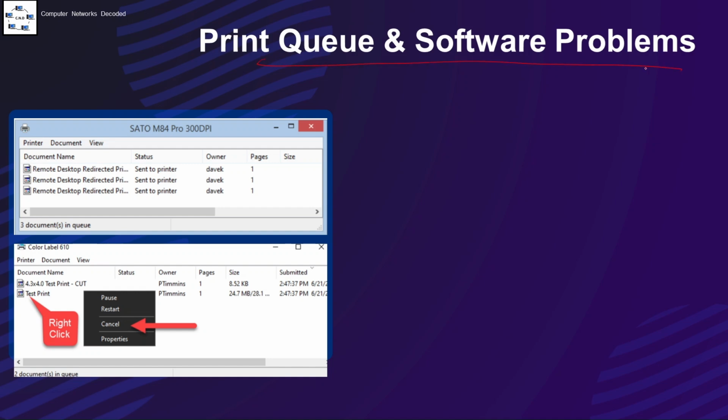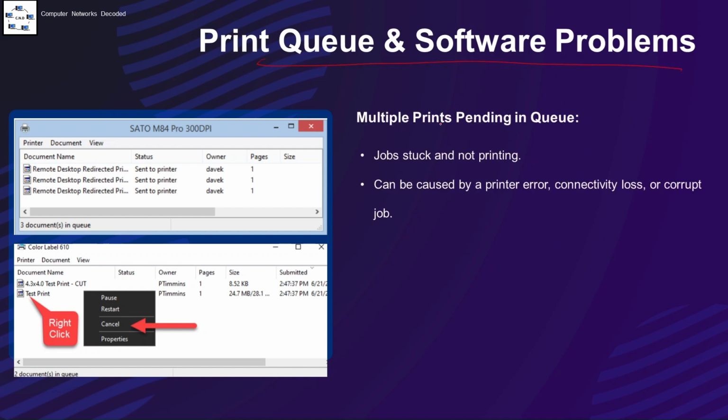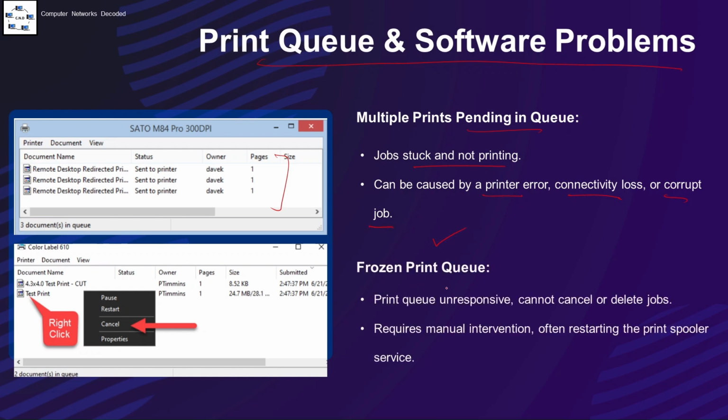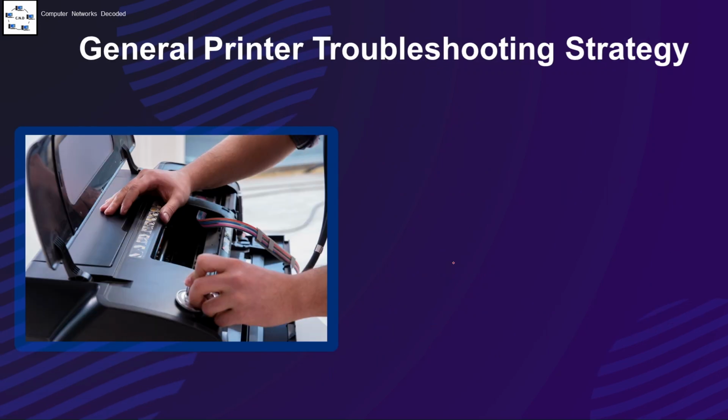Print queue and software problems. Multiple prints pending in the queue, or a job stuck and not printing, can be caused by a printer error, connectivity loss, or a corrupt job. A frozen print queue is unresponsive, you cannot cancel or delete the job, and it requires manual intervention, often restarting the print spooler service.